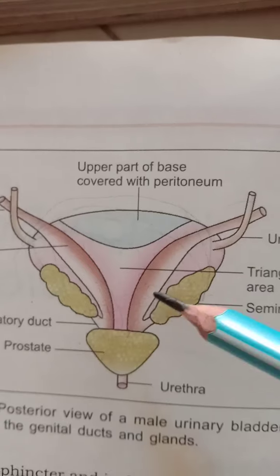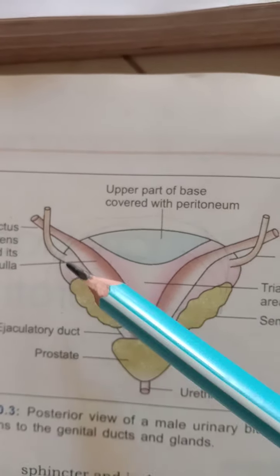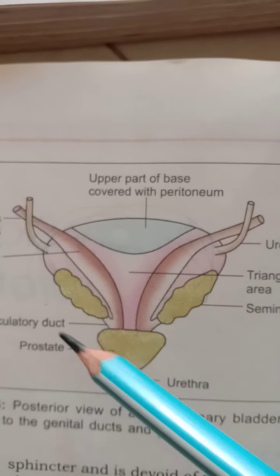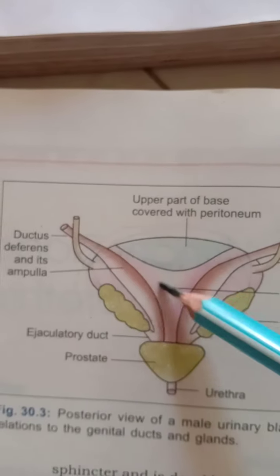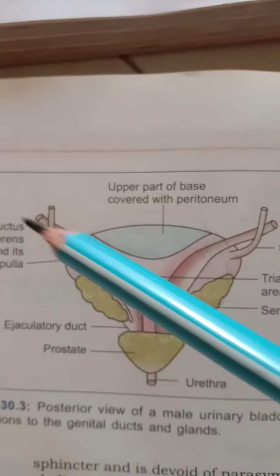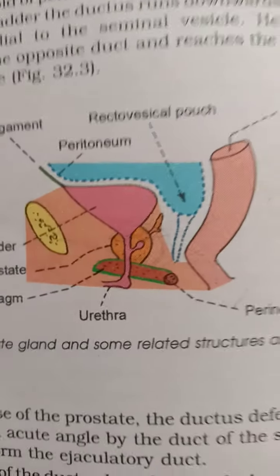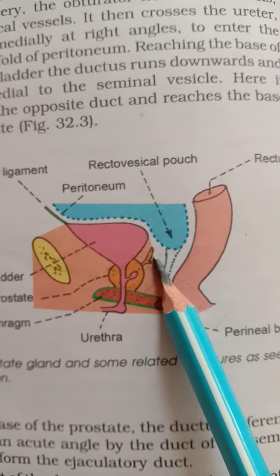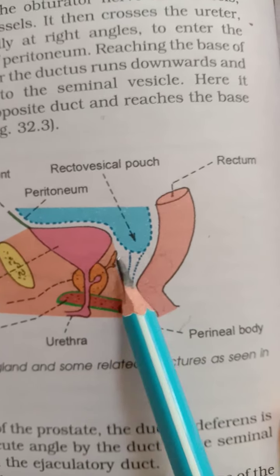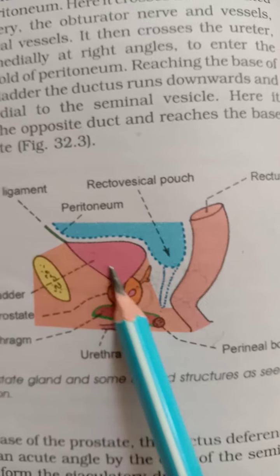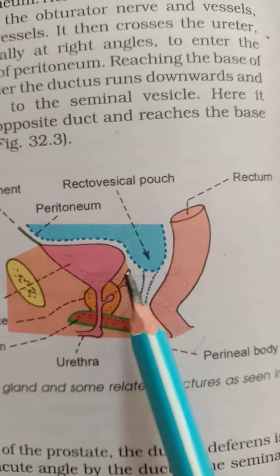As for location, they lie extraperitoneally on each side of the base of the urinary bladder and lateral to the termination of the vas deferens. So that is the vas deferens, and in front of the rectum. In the lateral view you can see this is the seminal vesicle and this is the rectum. So it is present in front of the rectum, and this is the urinary bladder, and at the base of the urinary bladder the seminal vesicles are present.